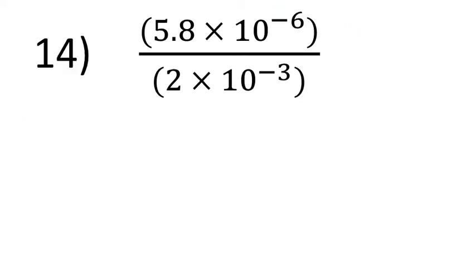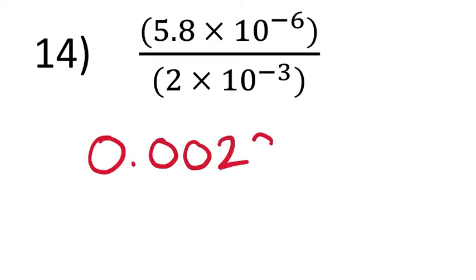All right, now, of course, you're still welcome to do this by hand, but I really like calculator method. So, n over d, 5.8 times 10 to the power of negative 6 in the numerator. I go to the denominator, 2 times 10 to the power of negative 3. Enter. And it gives me a decimal. That's okay. 0.0029. I can change this by hand into scientific notation.